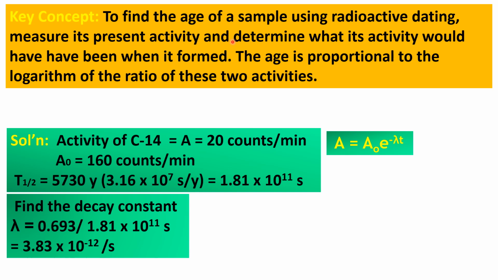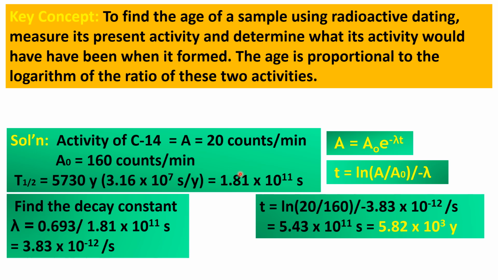Since we already know lambda, we can substitute, but first transpose the equation so that we can find the value of the time t. From this formula, we can have the equation to find the time: t equals the natural log of the ratio A over A naught divided by negative lambda. That is the working formula that we will use to find the time, or in this case, the age of the artifact that was mentioned in our problem.